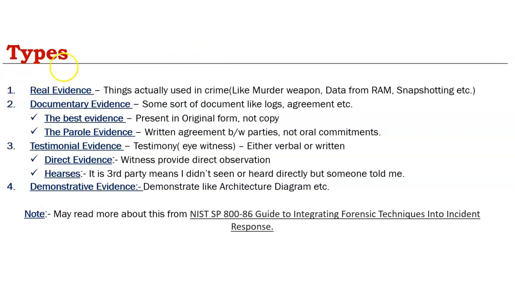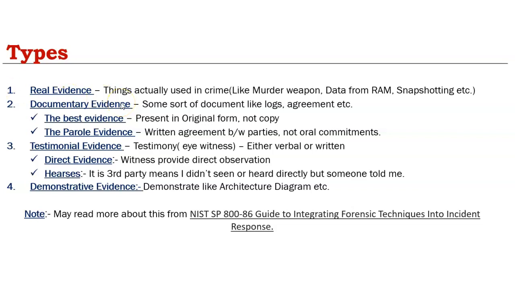The first type is real evidence. This is actually used in the crime. Like a murder weapon, in the normal scenario we see it as real evidence. Same way in the cloud environment, some data from RAM is collected, some snapshot taken, or hard disk seized. All these are real evidence. This is real data that was used during the crime.